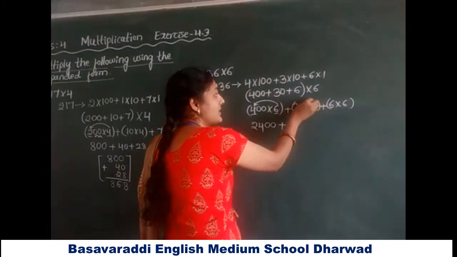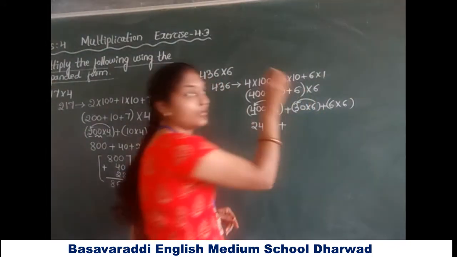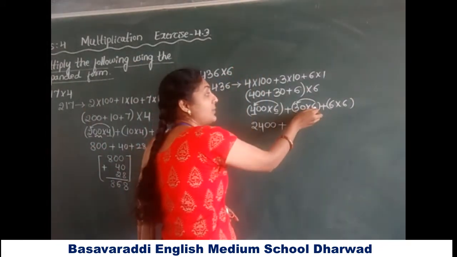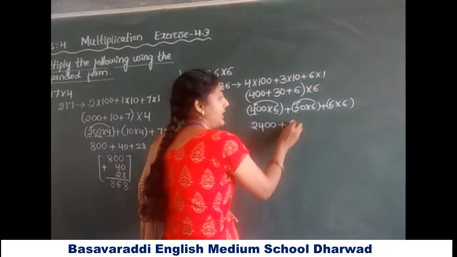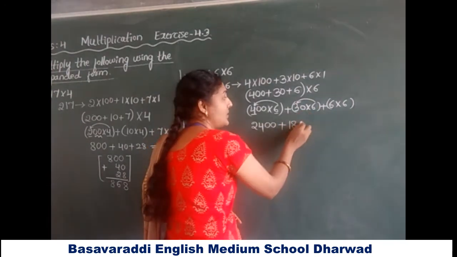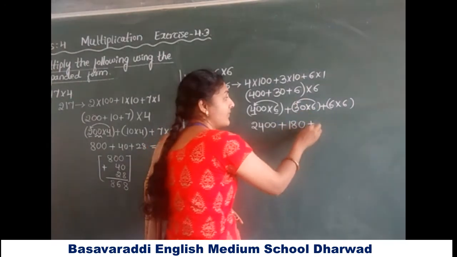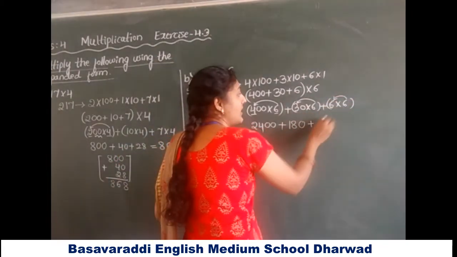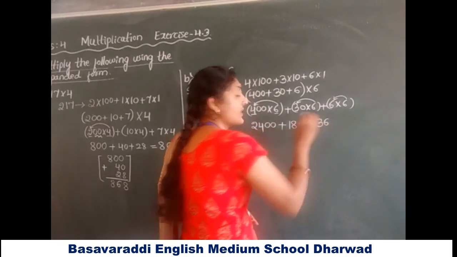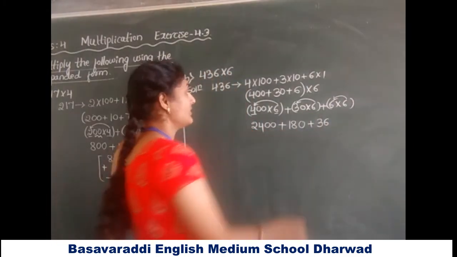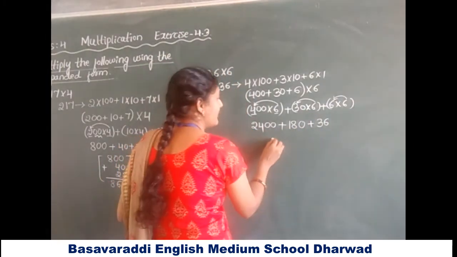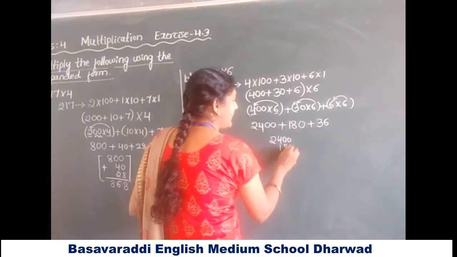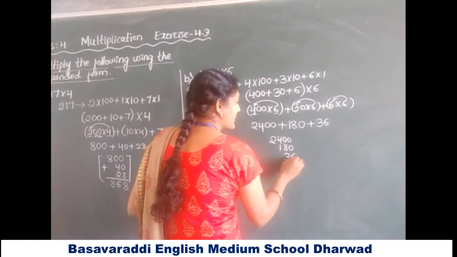That means the 6 3s are first. We have to multiply with the non-zero part first. That means the 6 into 3 is 18. So write the zeros there. Next, the 6 6s are 36. 6 6s are 36. Let's add all the numbers there. 2400, 180 and 36.